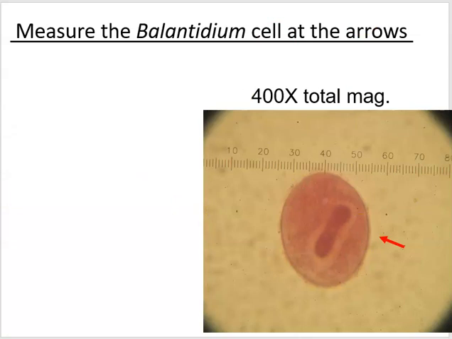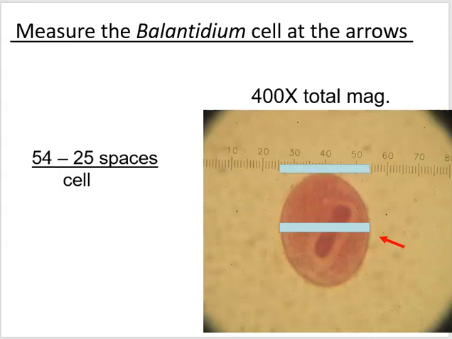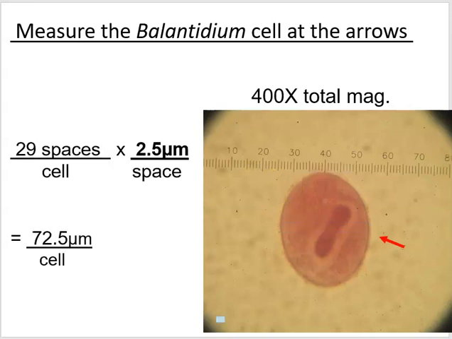So we can take this and do our two-step process to be able to measure this specimen accurately right there. If you take this and draw a line across it like I did here, and then I just migrated that line up there, you can see that this goes from about 54 spaces to 25 spaces. So that is the length of your cell that you're looking at right there.